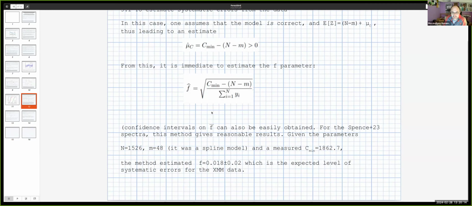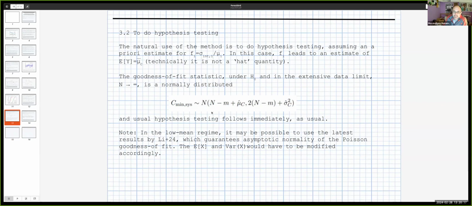Or you can do hypothesis testing. You can now test the null hypothesis using, for example, in the extensive data limit, and as I said, the large mean case, just the normal distribution, but instead of just having n minus m and 2n minus m, you also add an extra component for the mean and an extra component for the variance. So the method becomes really trivial, just like you would be doing hypothesis testing with a chi-square distribution. There is nothing else to this.